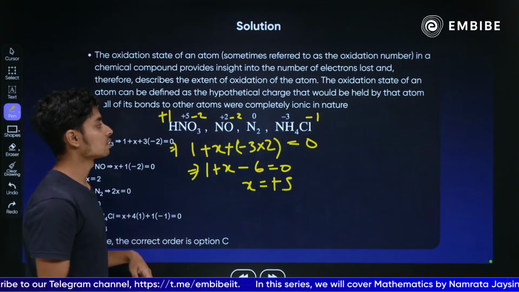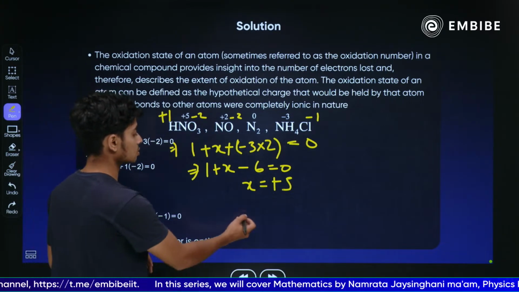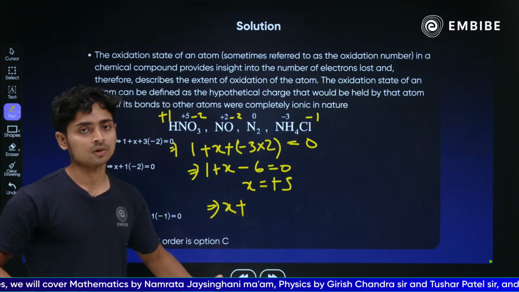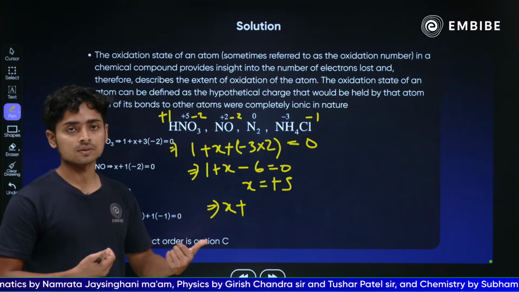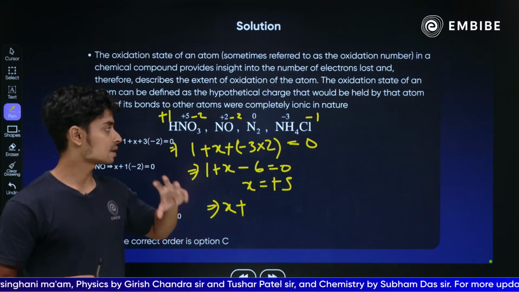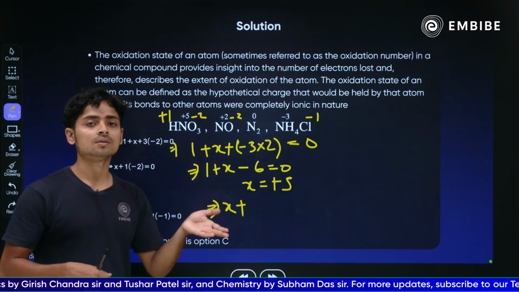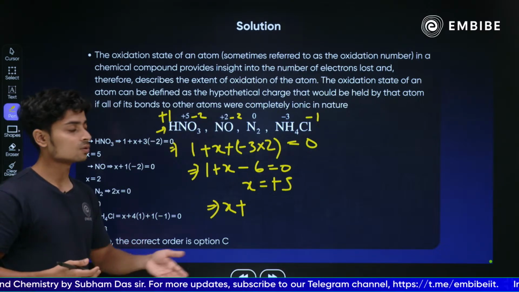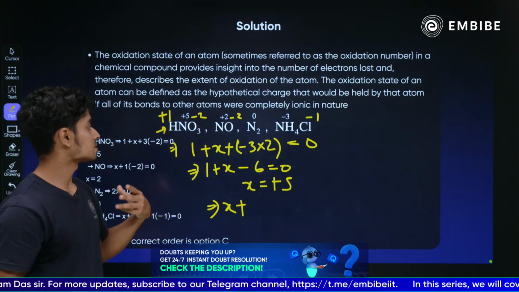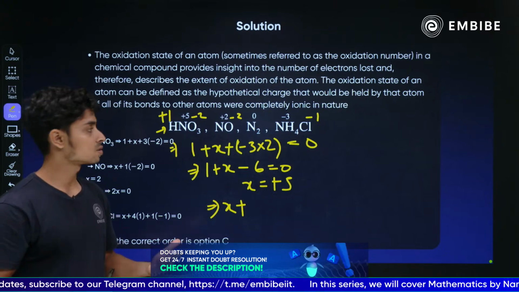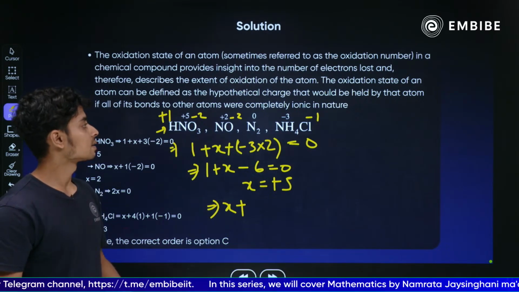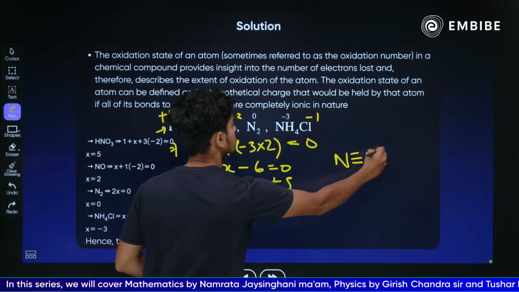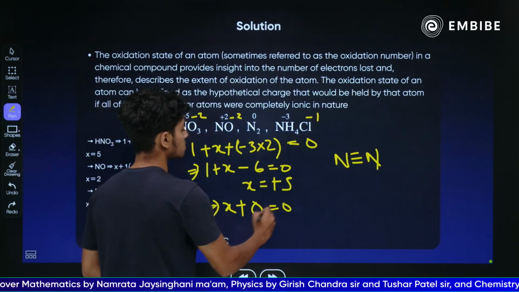Then in N2, both atoms are nitrogen, so it will be X plus 0. If an atom is bonded to another of its own atom in a molecule, they don't have any charge separation, there is no electronegativity difference. Otherwise, you assign the more electronegative atom the negative value and the less electronegative atom the positive value. Like in this case, hydrogen is less electronegative, so I assigned it +1. Oxygen is more electronegative, so I assigned it -2. So here it will be X plus 0, since nitrogen is bonded to one more atom of nitrogen in the N2 molecule. So this will be equal to 0, and X is equal to 0.